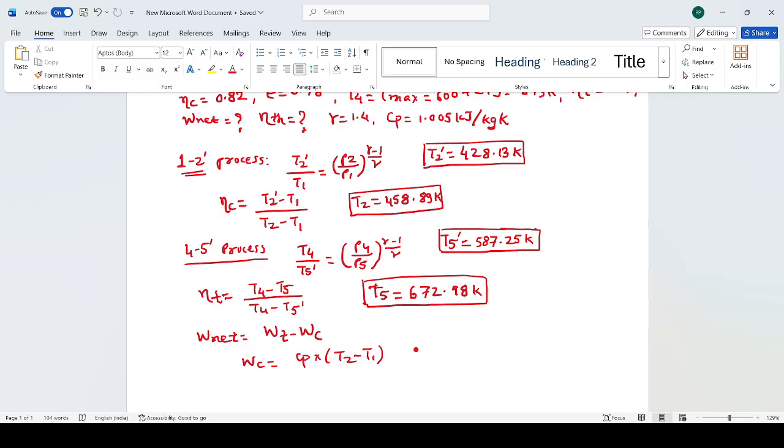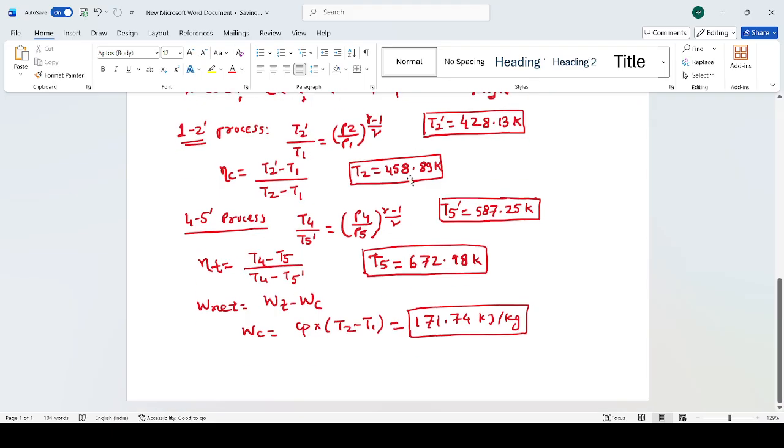Cp I have assumed as 1.005 kilojoule per kg Kelvin. Temperature T2 I have evaluated as 458.89. Temperature T1 is given to us as 288 Kelvin. If I substitute all these values in this equation, I will obtain the compressor work as 171.74 kilojoule per kg of the air. So this is the compressor work. I need to evaluate the turbine work as well.